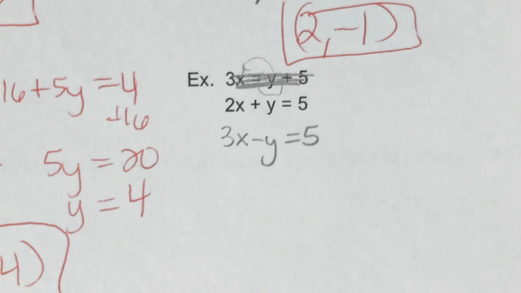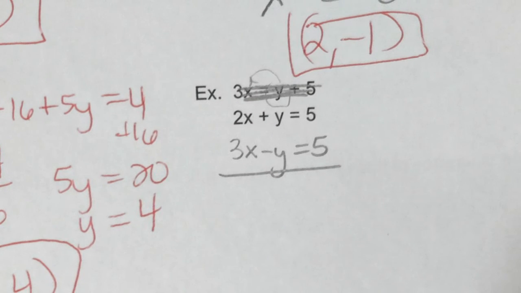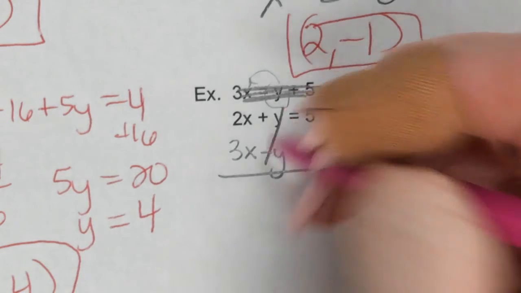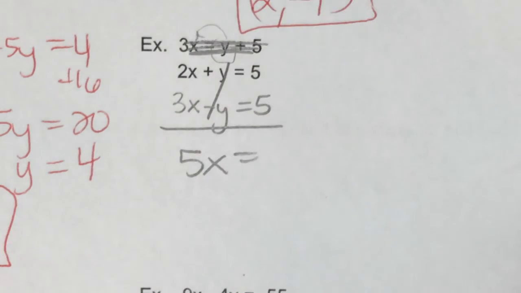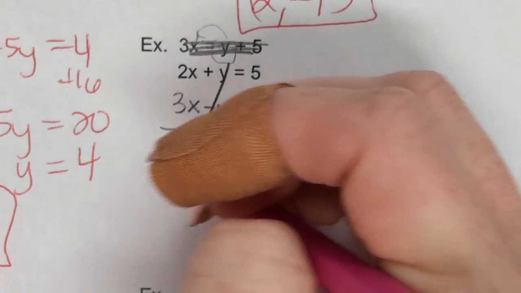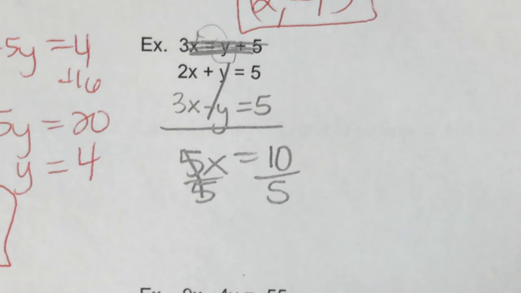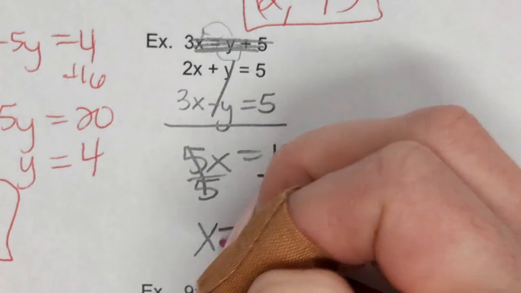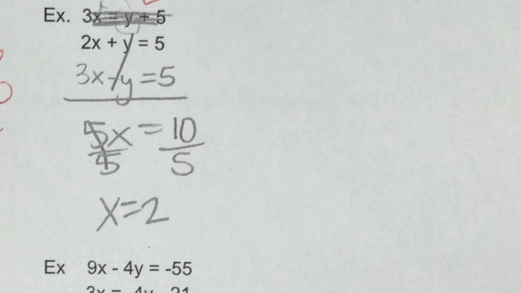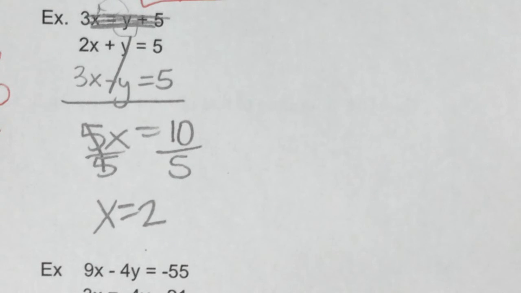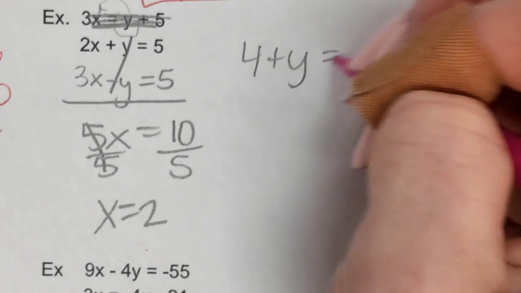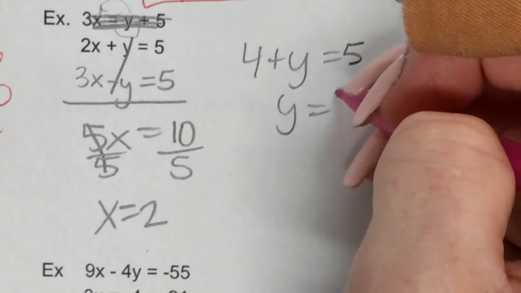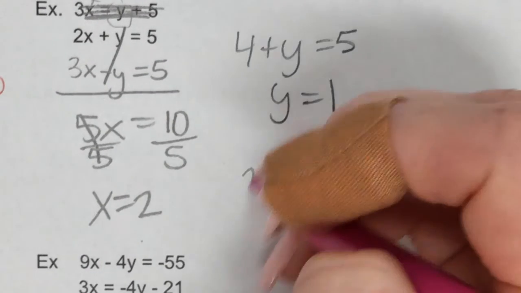Are you finished? Okay, what'd you cancel out? All right, so what's 2x plus 3x? What's 5 plus 5? Divide by 5. What do you get the value of x to be? Are we okay? All right, plug x back in. I chose the top one, so 2 times 2 is 4. 4 plus y equals 5, so y equals 1. It's 2 comma 1.